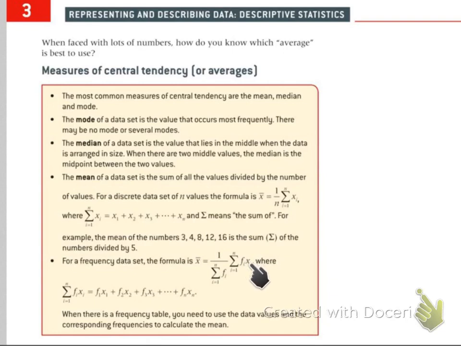So if x is your number, f is the number of times you're using it. If you have 5 threes, you do 5 times 3, plus 4 twos, and so on, and then you add them all up and divide by the total number of numbers, and that's why you have f there. f is the actual number of each term, so you take the sum of all the term numbers and divide that into the total sum of all of their values.